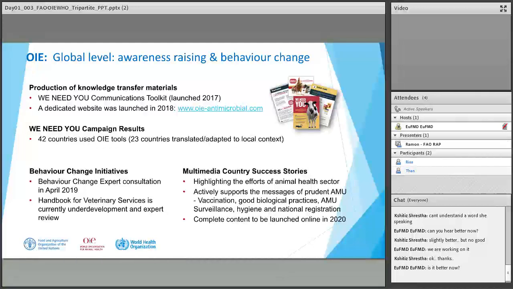And in addition, we do a lot of campaigns in countries to change risk behaviors. You might have heard in your public health lessons that there are certain tools to identify the risk behaviors of people and how to motivate people to change those behaviors. Those kinds of things are going on, and we are working hard to make people understand how important antibiotics are and what the responsible and prudent use of antimicrobials is.